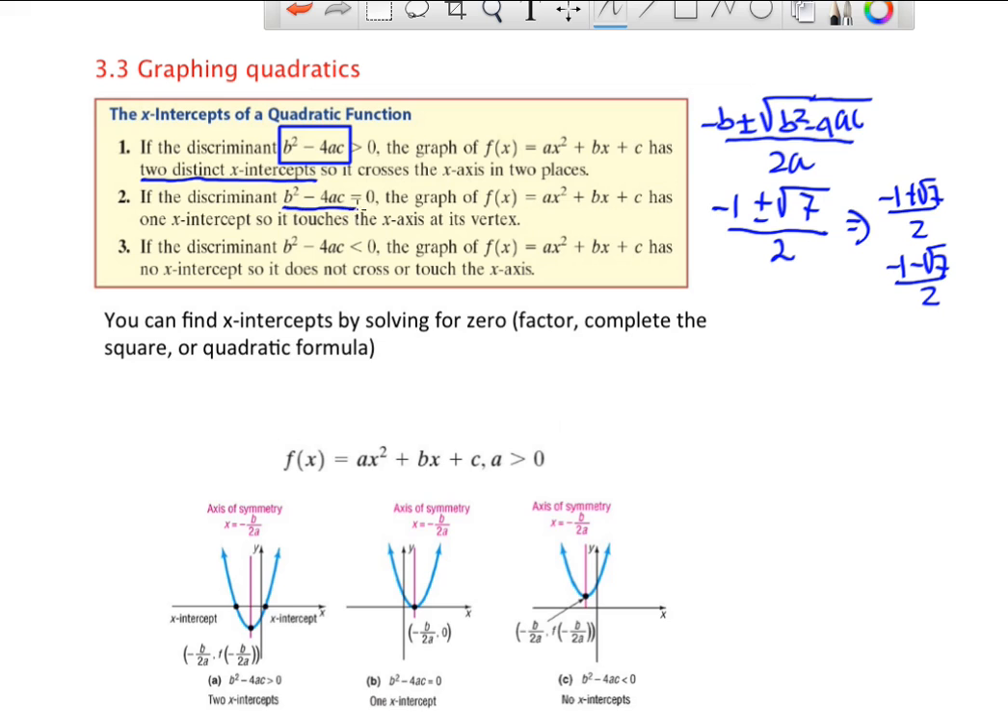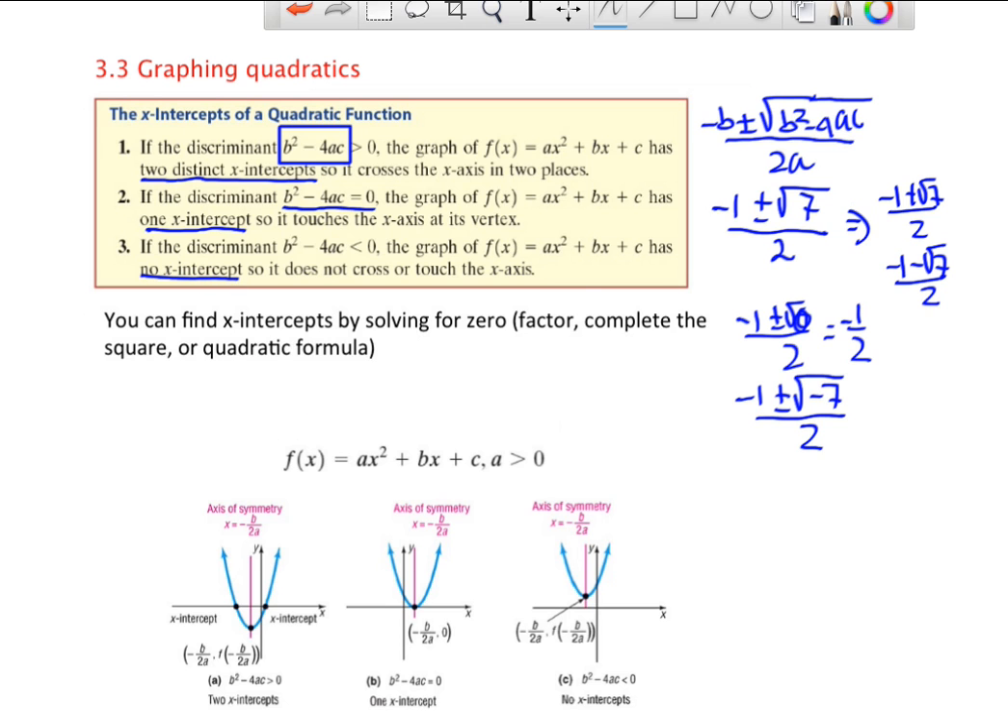If the discriminant equals 0, you would get negative 1 plus or minus the square root of 0, divided by 2. Well, the square root of 0 is 0, so you end up with negative a half, and that's why you only get one x-intercept. If it's less than 0, negative 1 plus or minus the square root of negative 7, divided by 2, well, that's an imaginary number. They're sort of difficult to graph, and that's why you would not have an x-intercept.